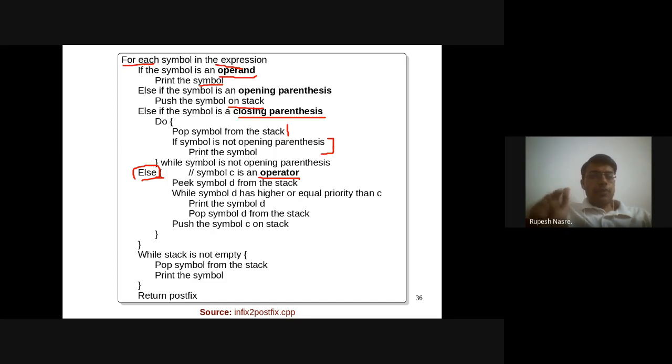The associativity of plus and minus is left associativity, which means that a plus b should happen first and then minus c. In a similar manner, a plus b plus c without any parenthesis, a plus b must happen first and then plus c. That is decided by the associativity. So when the operators have the same precedence, then associativity comes into picture. Do you know any operator which is right associative in C?